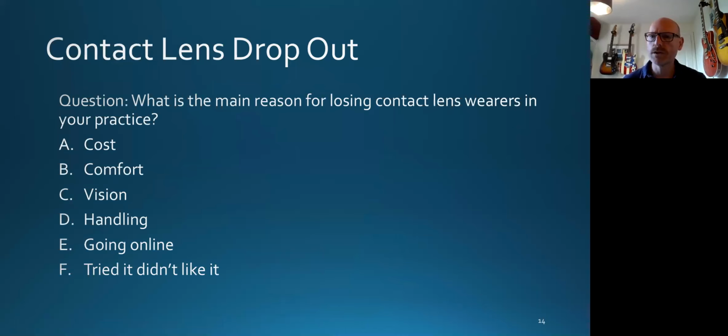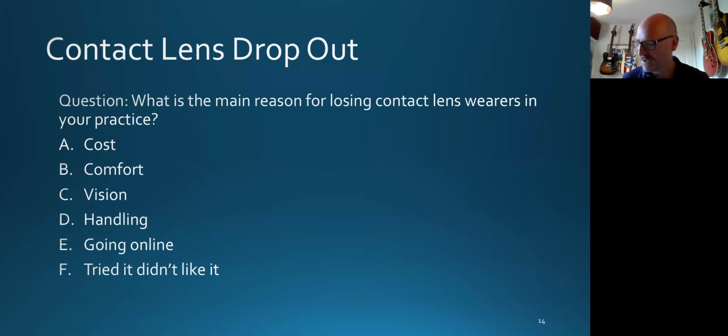So we're going to have another polling slide at this point, and I'd like you to tell us what is the main reason for losing contact lens wearers in your practice? Now, again, it's multifactorial. You might struggle just to pick one of these, but I would like you to try your best. Is it cost? Is it comfort? Is it vision? Is it handling? Is it going online? Or somebody that just tried it and didn't like it? So let us know what you think.